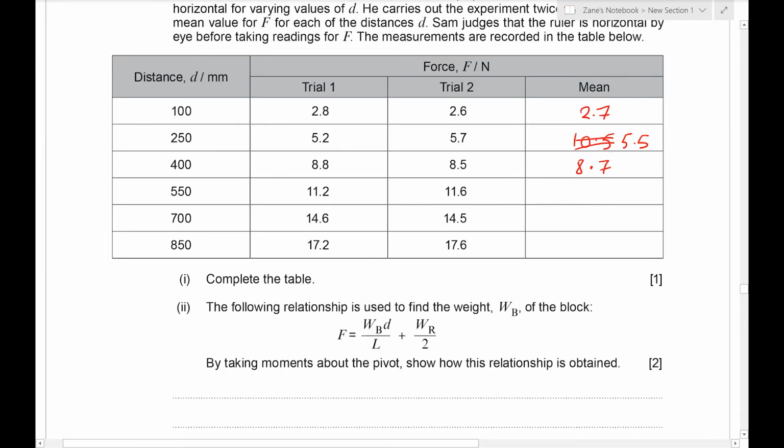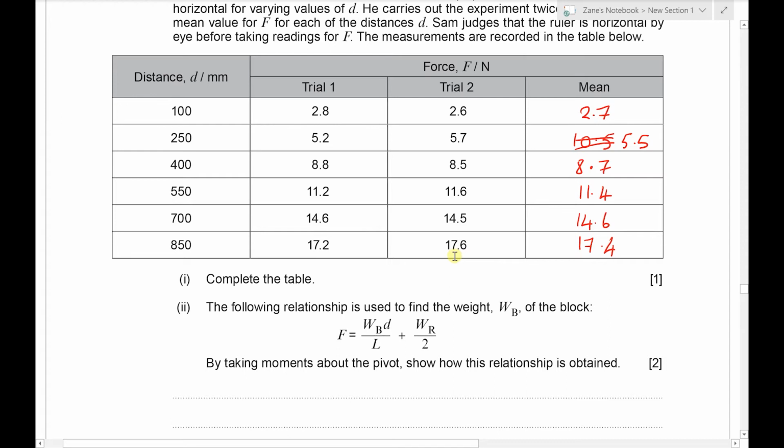The 11.2 and the 11.6 is 11.4, that's nice and easy. The 14.6 and the 14.5 would be 14.55, which again rounds to 14.6. And the 17.2 and the 17.6 rounds to 17.4.